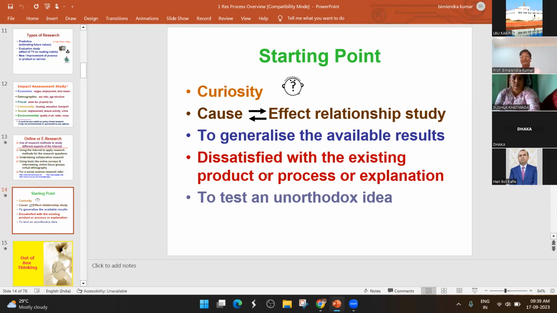Third is to generalize the available results. Whenever some results have come through our previous scholars which are not clear to common readers, and you generalize them for the sake of the readers' understanding, this is called generalizing the general results.